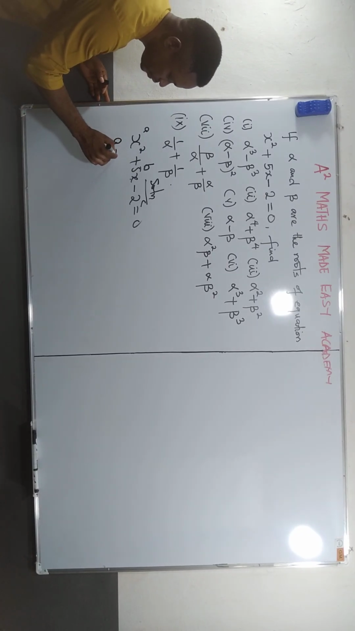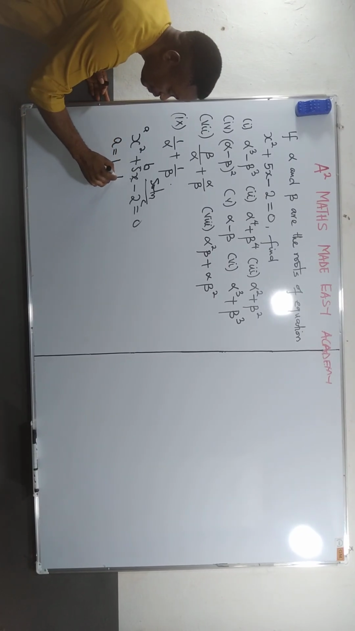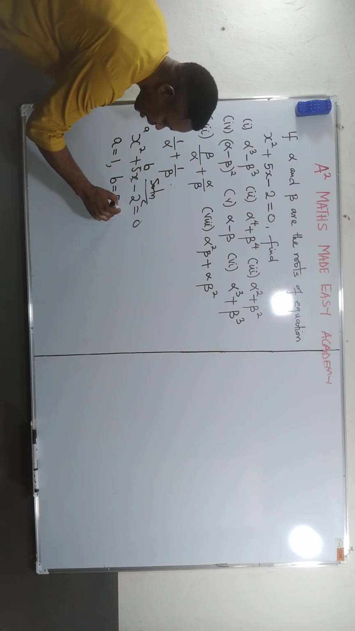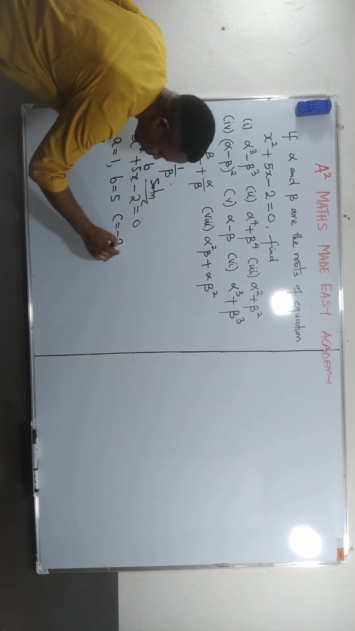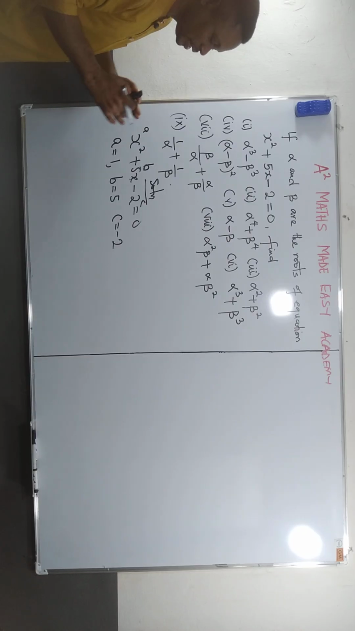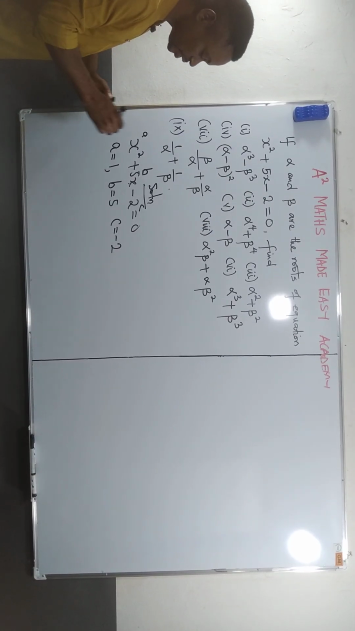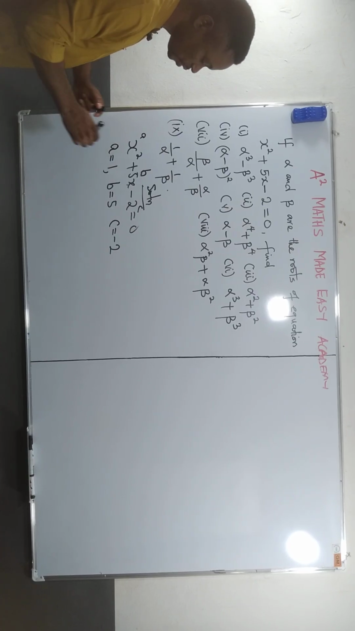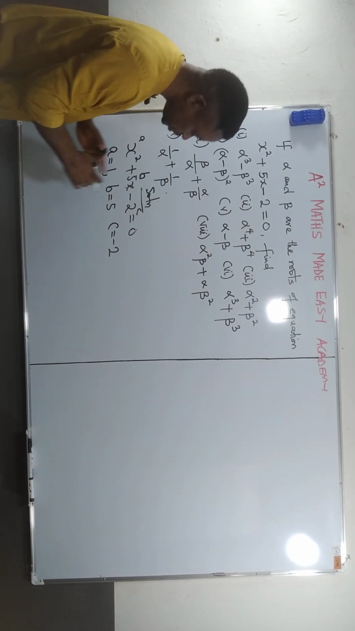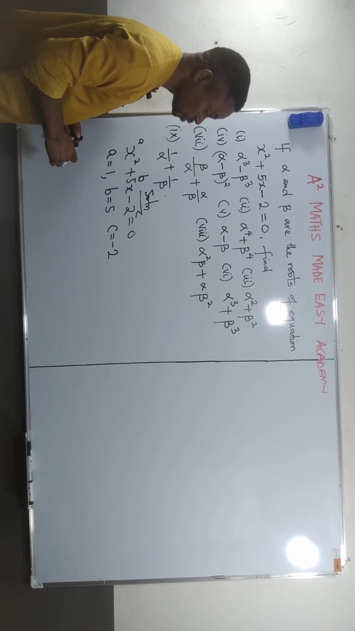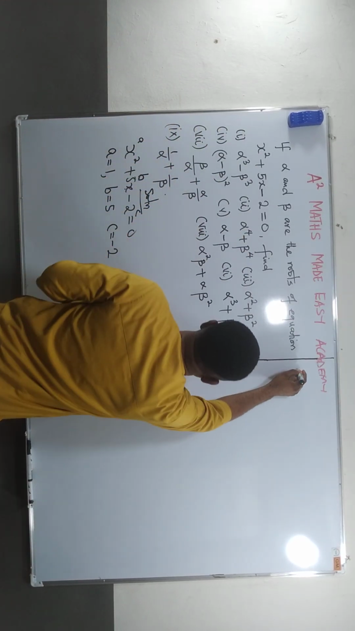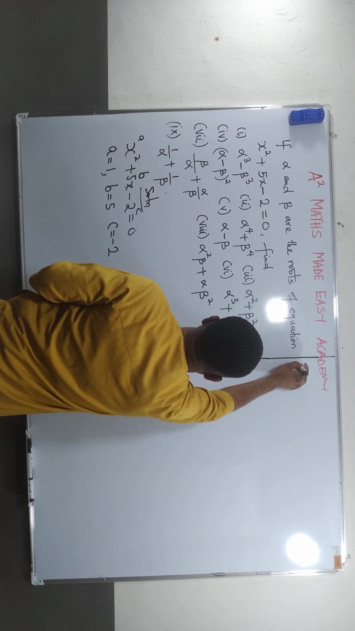So let's bring out the coefficients. It means that the value of a is 1, the value of b is 5, and the value of c is minus 2. Now I want us to follow it sequentially. Remember, the condition is that we must first of all get what we call the sum and the product before solving. Now I want you to watch. So we are going to get the sum first.